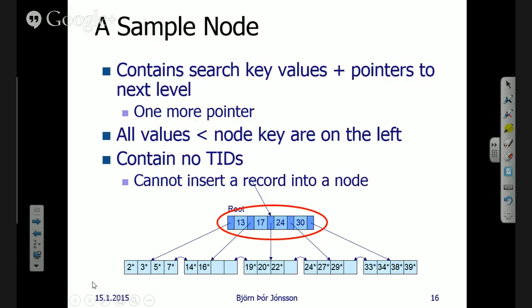Okay, so 17 is here, but it's not in the record. How could that be? Yeah, it was deleted. So at some point it was inserted, it made its way up there, and then it was deleted and it's no longer there. And that's the point actually. This is one reason why there's no data in the nodes, because the nodes could contain old stuff.